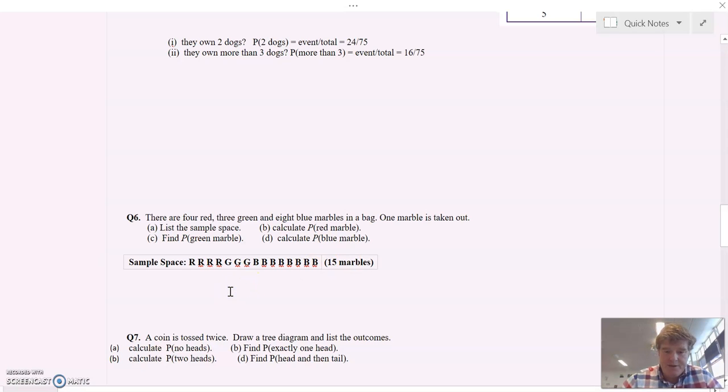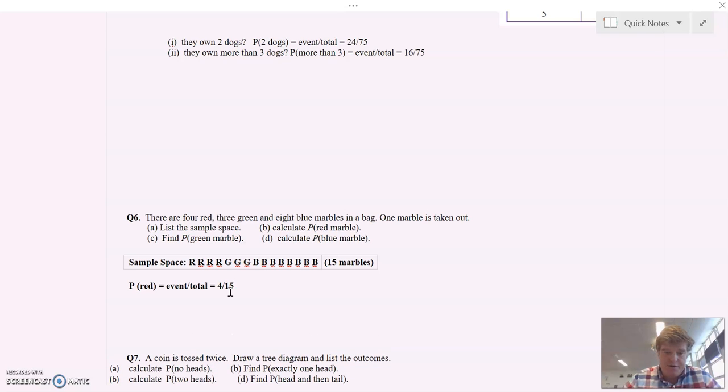Okay. Next one is the probability of red. Remember, the probability is the event that you're looking at divided by the total, or the sample space if we're using that language. So the event here, the number of ways of getting a red, there are 4 red divided by the 15 in total. Okay, let's move on to the next one.